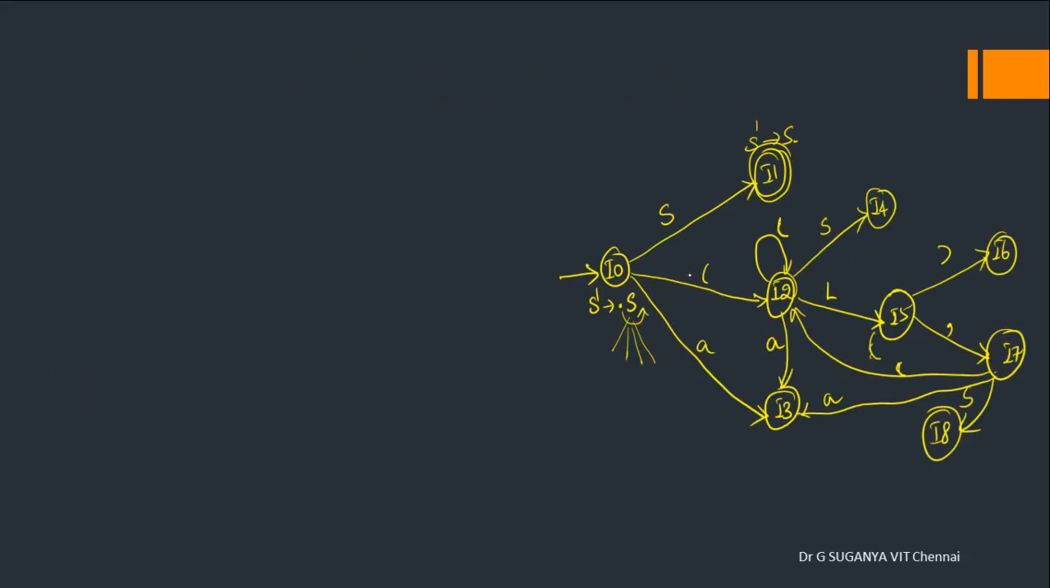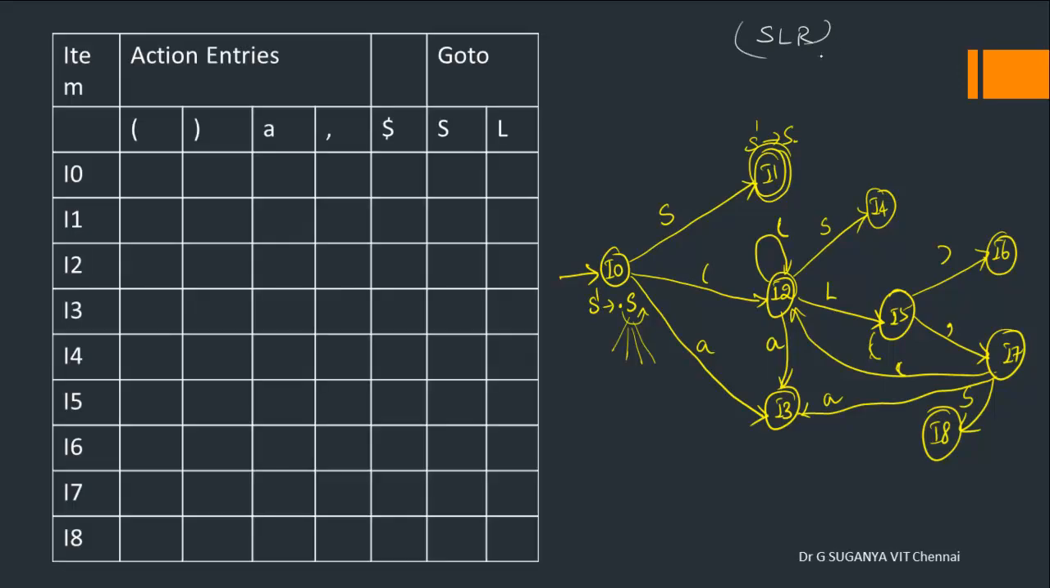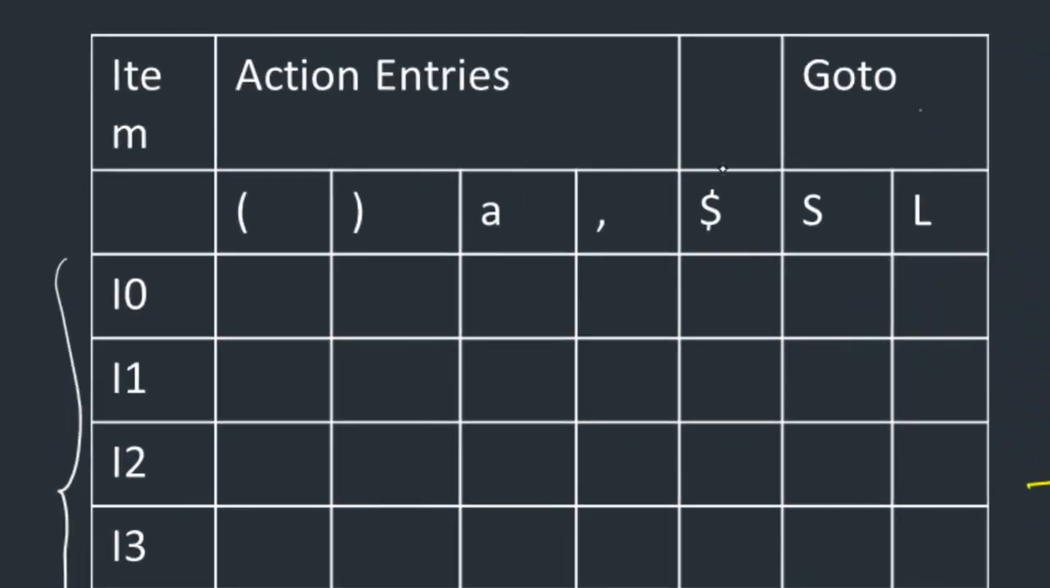After computing LR(0) items, the next stage is to construct the parsing table. In this case, this is the SLR parsing table. So the structure goes like this. We will have items on the rows. How many items do we have? It is from I0 to I8, which is 9 items. And if you see the type of columns that you have, we actually have 2 different varieties. One is the action entries and another one is the go to entries.